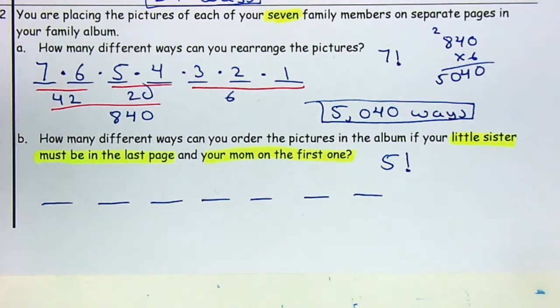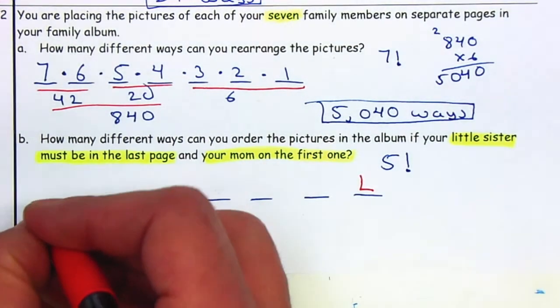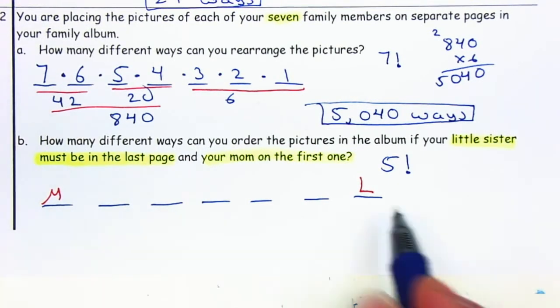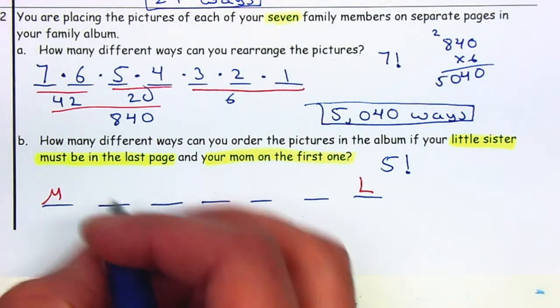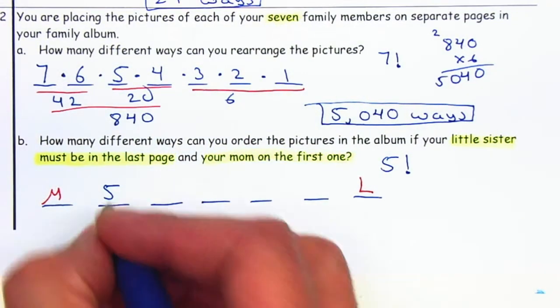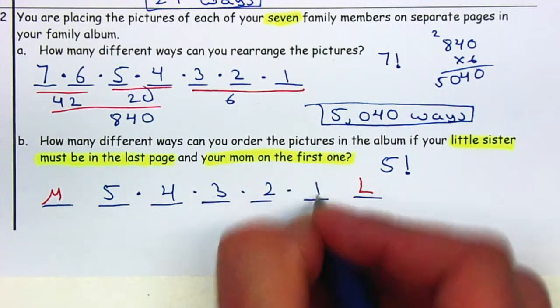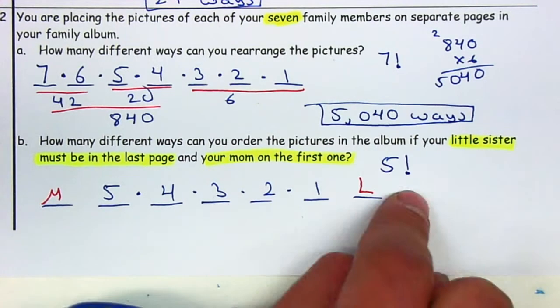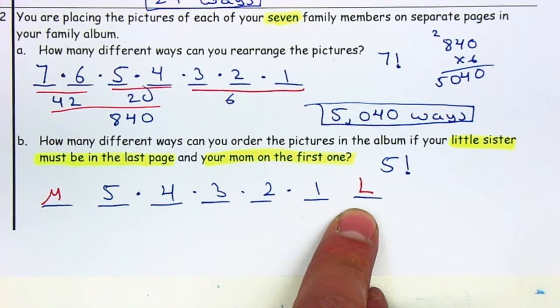So your little sister must be on your last page and your mom must be on your first page. Now that you place those two pictures, how many pictures are available for this spot? 5. For the next one, 4. Then we have 3. Then we have 2. Then we have 1. Or just 5 factorial. So if you guys feel comfortable with just doing the factorial, you can do so. Otherwise, you can just set it up and think through the process.